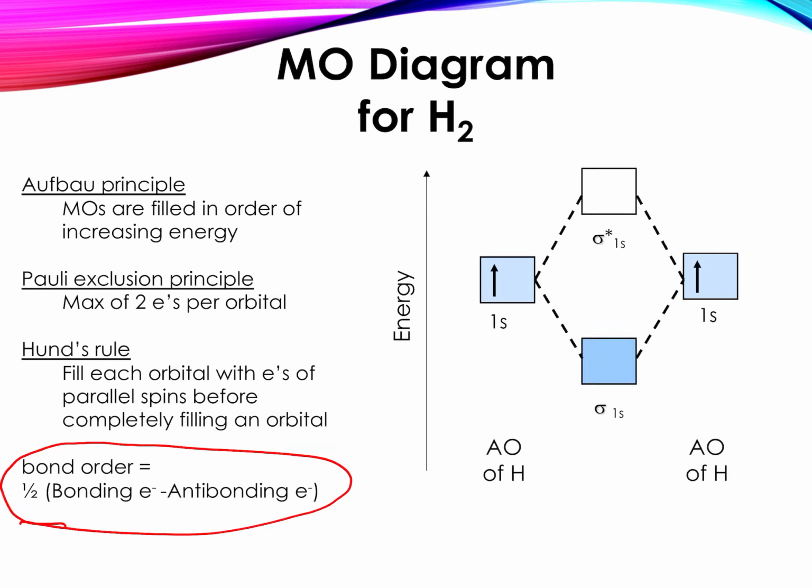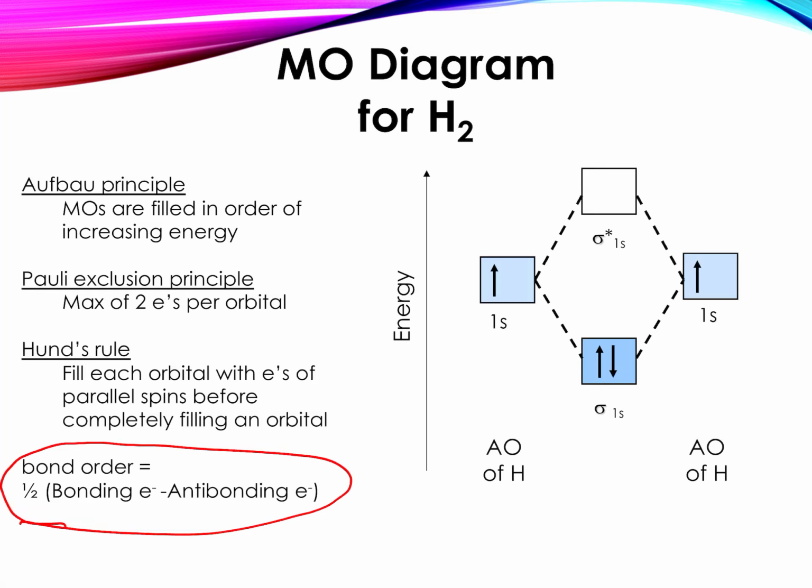Okay, so we can fill those in, and we have a total of 2 electrons. Those 2 electrons are both going to go in that sigma 1s, in that bonding molecular orbital. And then we've run out of electrons. There's none to go up in that sigma star 1s.